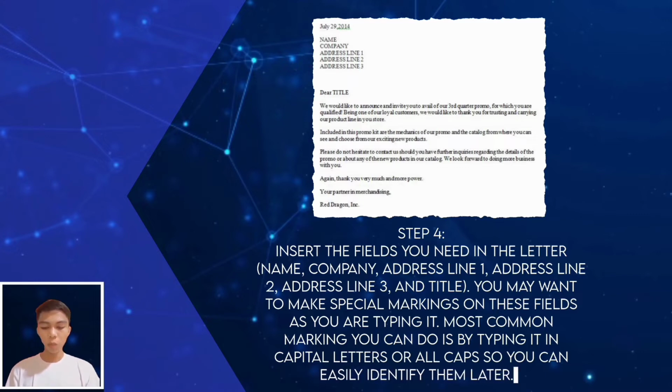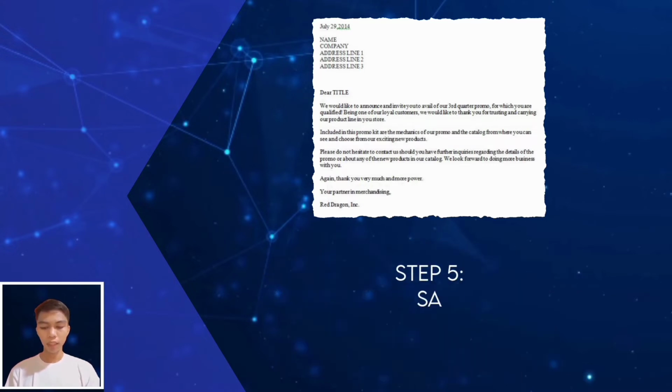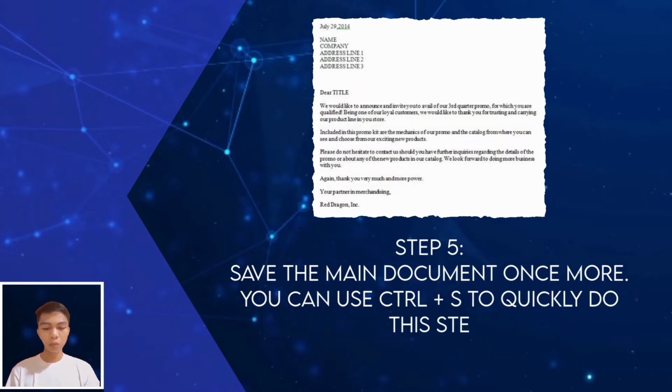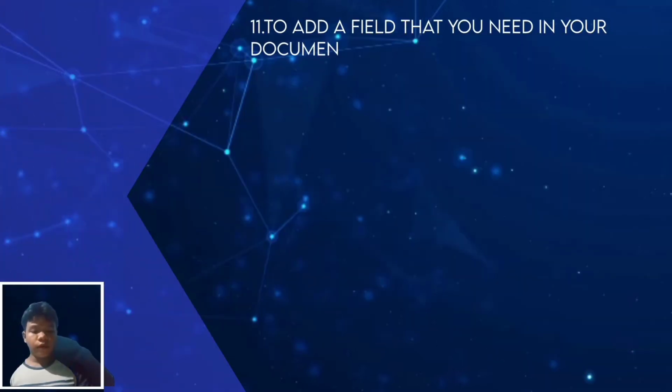Most common marking you can do is by typing it in capital letters or all caps, so you can easily identify them later. Step 5. Save the main document once more. You can use Ctrl S to quickly do this step. 11. To add a field that you need in your document, click the Add button.